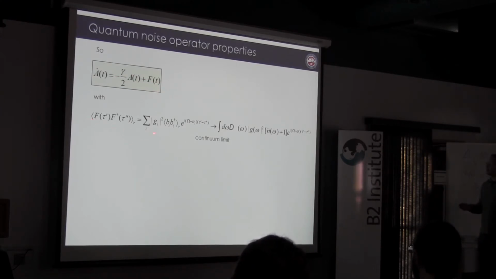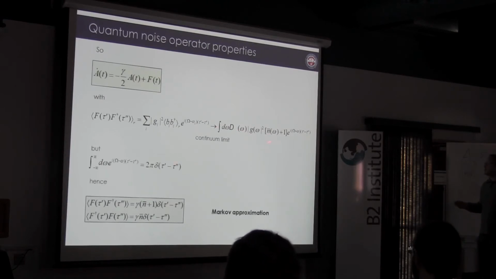Right? And again, we saw this correlation before. We did this computation before, and so in the continuum limit, we can manipulate this, and I get this weird integral, right? But if I say these variables are slowly varying with omega, I can pull them out of the integral and I get a delta function instead, and so that lets us define gamma as before. And we get these two-time correlations for the noise operator.